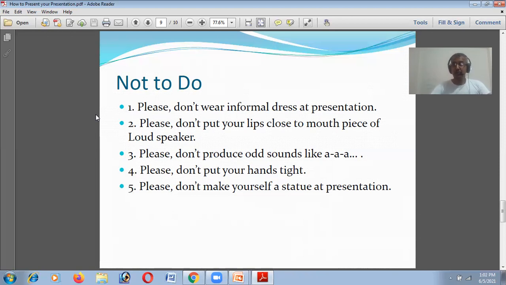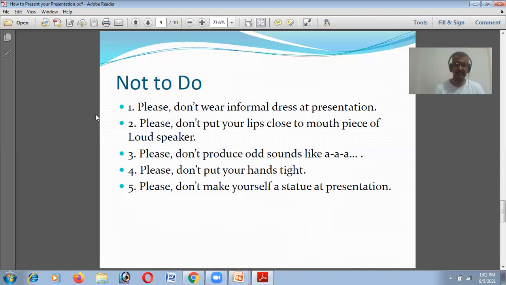And don't put your hands tight in front of your body or in the back side of your body. Your hands should be normal. And even in our culture, we have said, don't put your hands in the pockets of your pant or coat. In Asian culture, if you put your hands in your pocket, naturally it is not taken formally. It is an informal approach of presenting your topic.